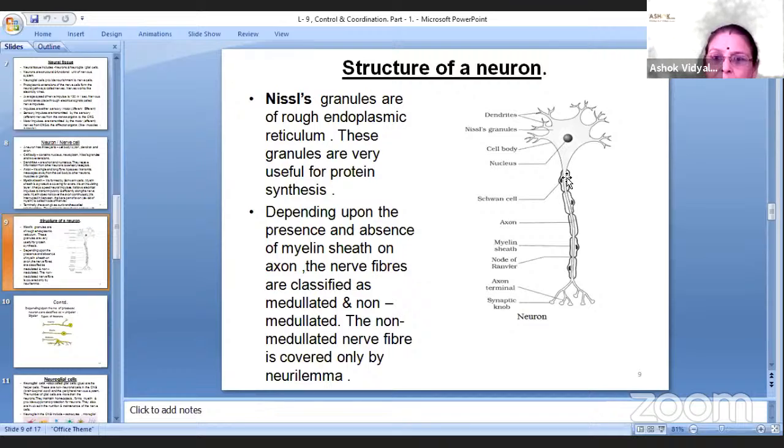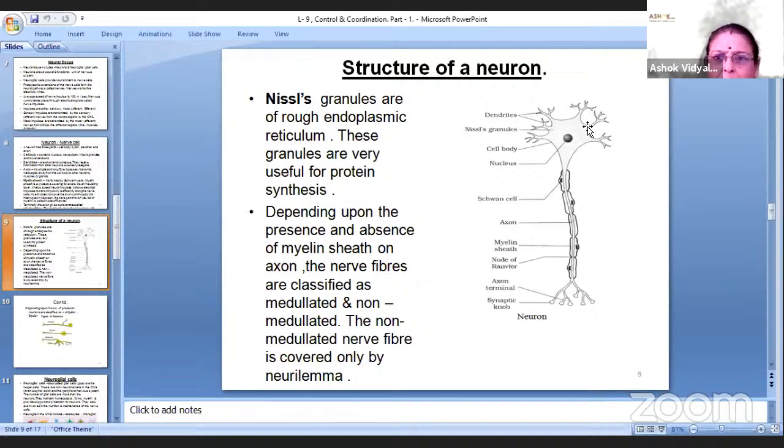But this myelin sheath is not continuous. It is interrupted in between, and this gap is known as the node of Ranvier. The axon ends in the terminal part, the axon terminal, which has synaptic knob-like structures, or terminal buttons.